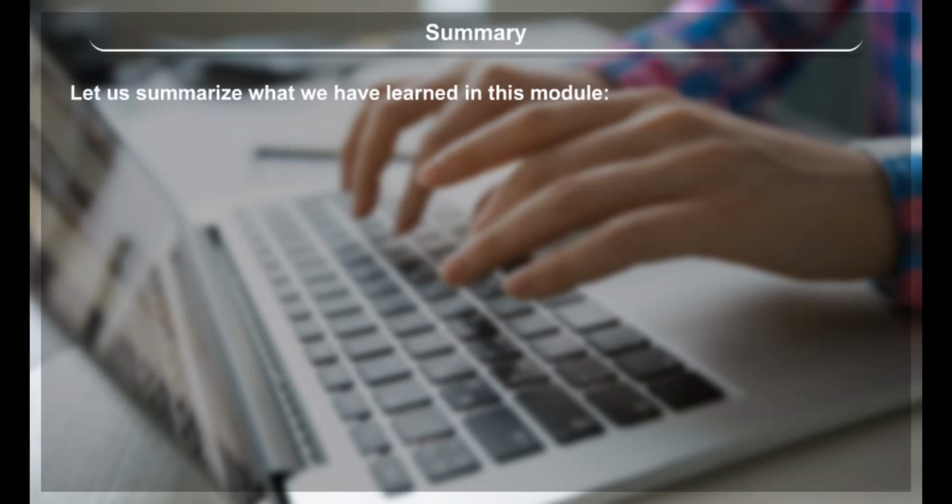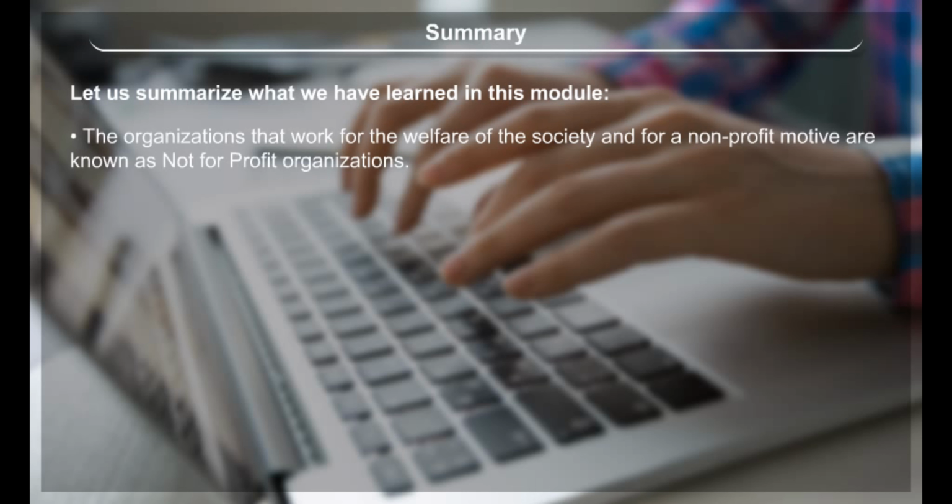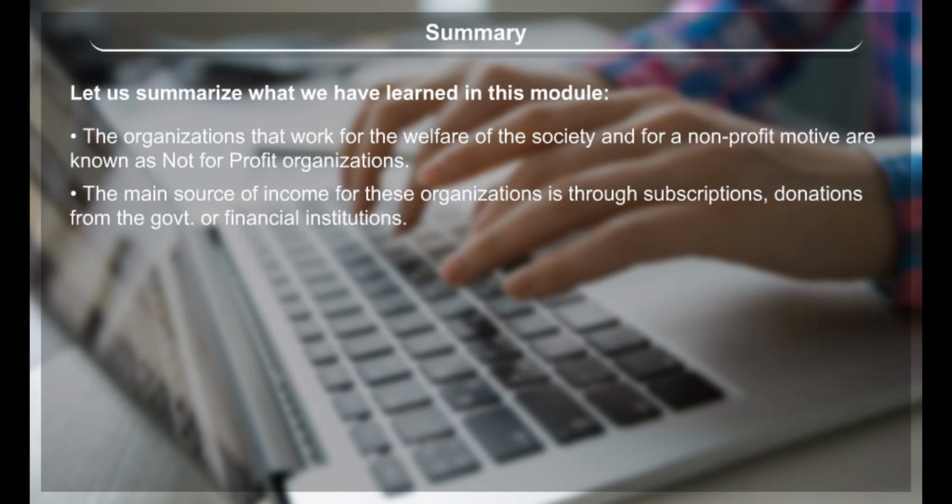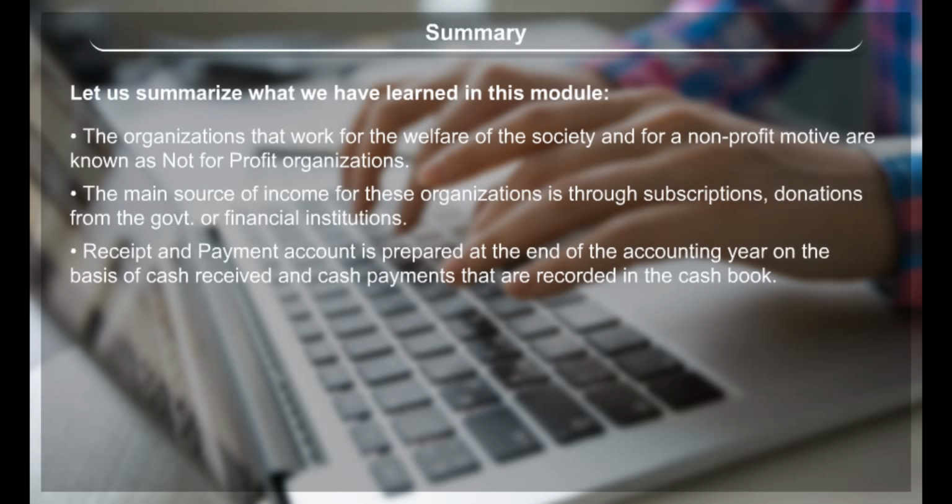Summary. Let us summarize what we have learned in this module. The organizations that work for the welfare of society with a non-profit motive are known as not-for-profit organizations. The main source of income for these organizations is subscriptions and donations from the government or financial institutions. The receipt and payment account is prepared at the end of the accounting year on the basis of cash received and cash payments that are recorded in the cash book.